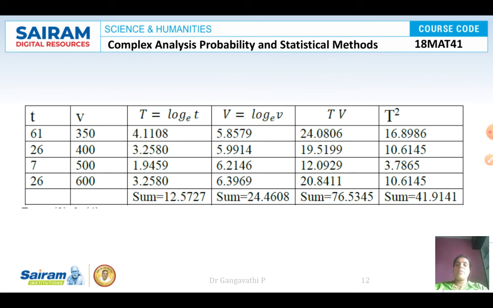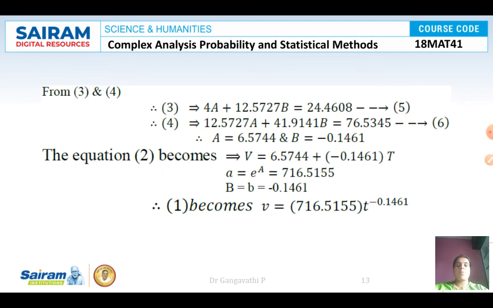So construct the table which fulfills all the requirements. Tabulate the t values, tabulate the v values. Evaluate capital letter T values and capital letter V values in this way and sum up all the values. Sum all the values of V. Multiply t and V values, tabulate and sum up all the values. And square the t values, tabulate them and sum all these values, because all these are required in our normal equations. Substitute them in the equations.